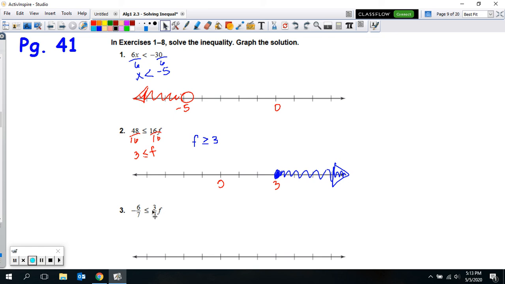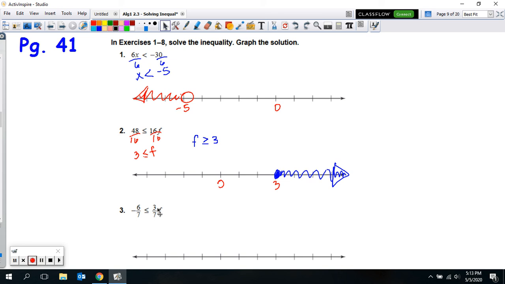So to undo a fraction, we could do it in one step, and that would just be to multiply both sides by the denominator. That would get rid of the fractions, but then we'd still have the 3 in front of f that we'd have to divide by 3. So that would be 2 steps.